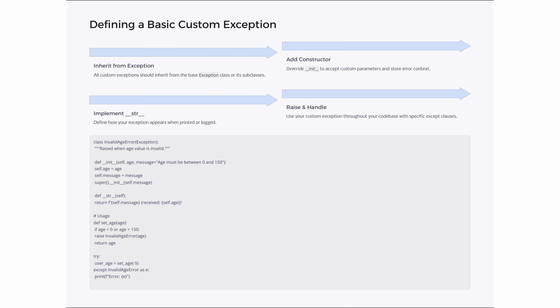To define a basic custom exception, inherit from the Exception class. Override __init__ to accept parameters like age, storing error context. Implement __str__ for clear error messages. For instance, InvalidAgeError is raised when age is out of bounds, providing specific feedback. Use specific except clauses to handle these exceptions effectively in your code base.